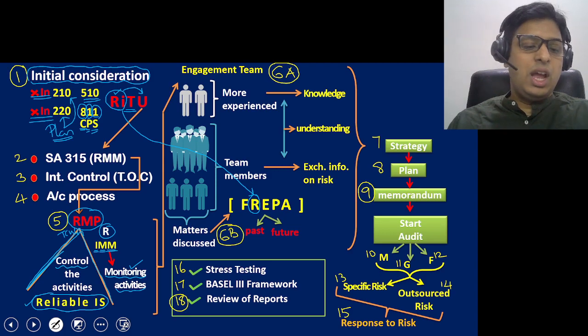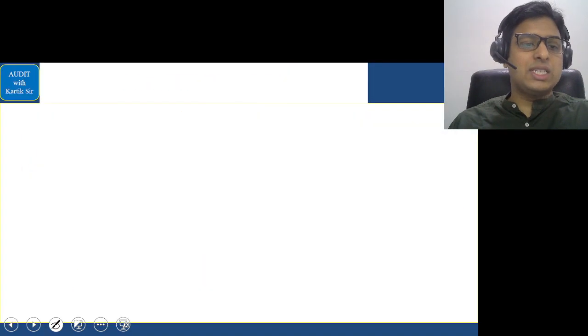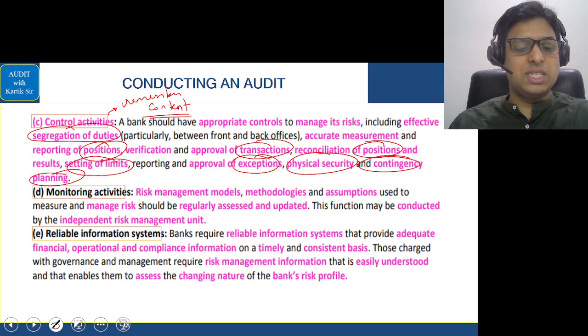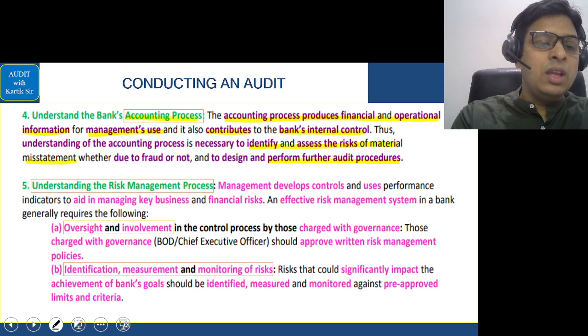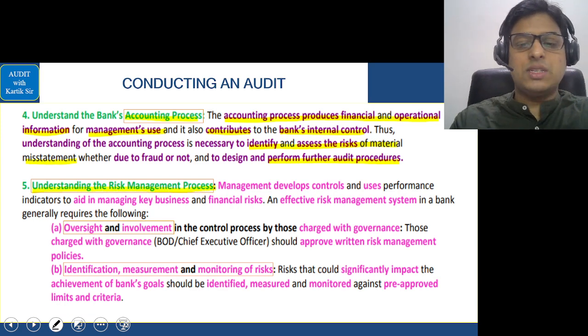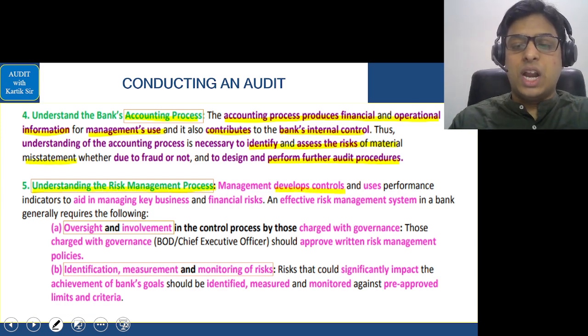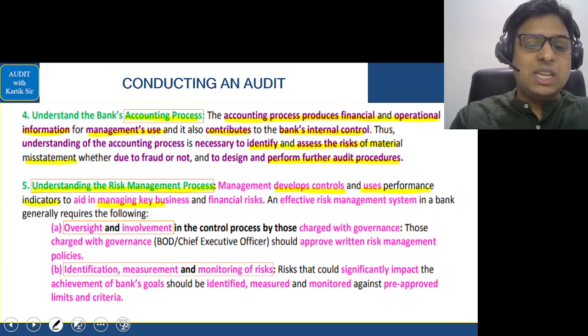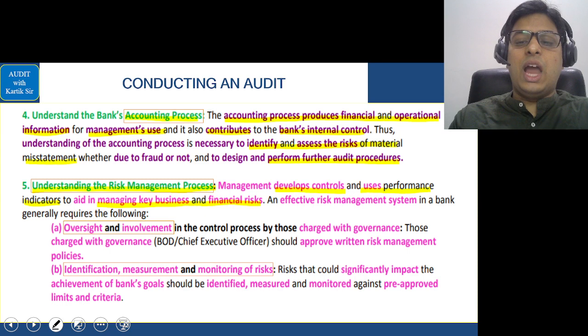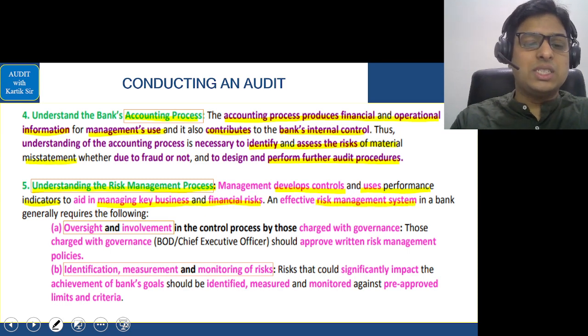Okay. Now let's get into point number 5 here, and let's read this first. Then I'll take you to 6A and 6B. Everyone, please come to point number 5. Please see here. That is understanding the risk management process. Management develops controls and uses performance indicators to aid in managing key business and financial risk. An effective risk management system in a bank generally requires the following.